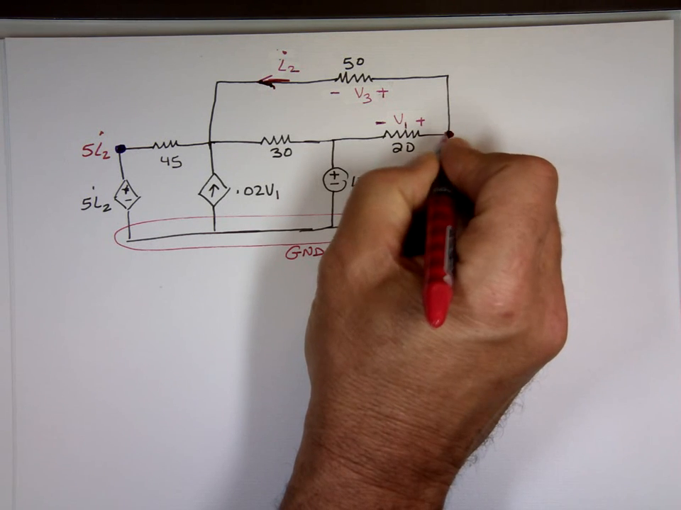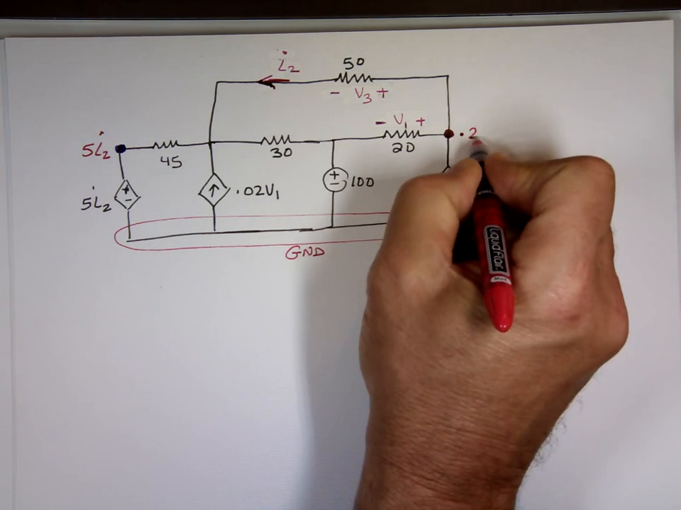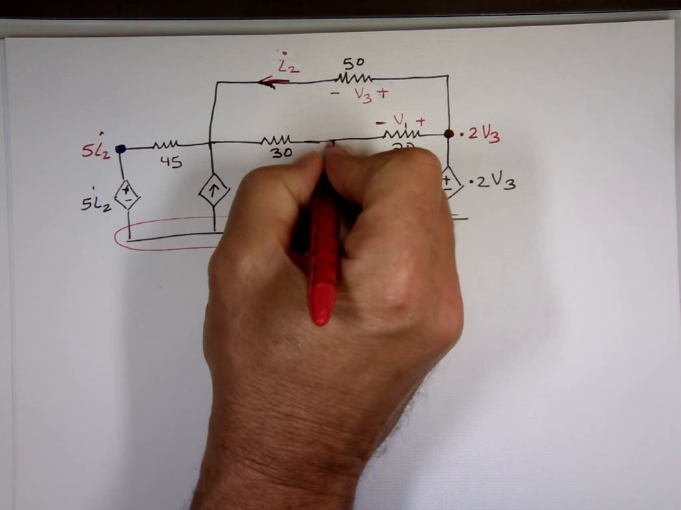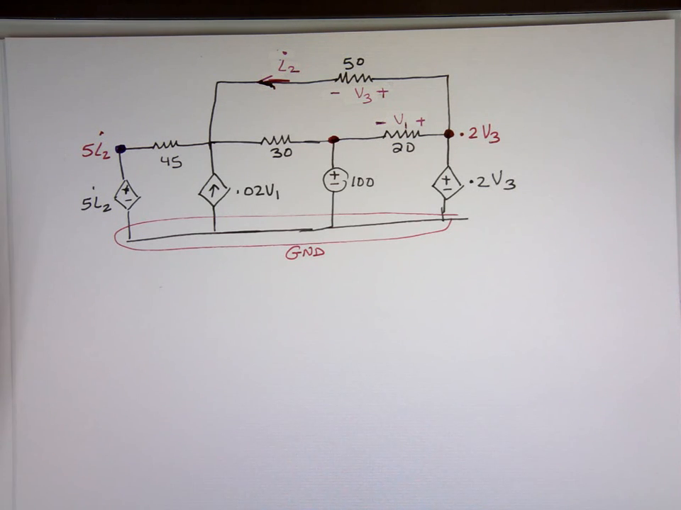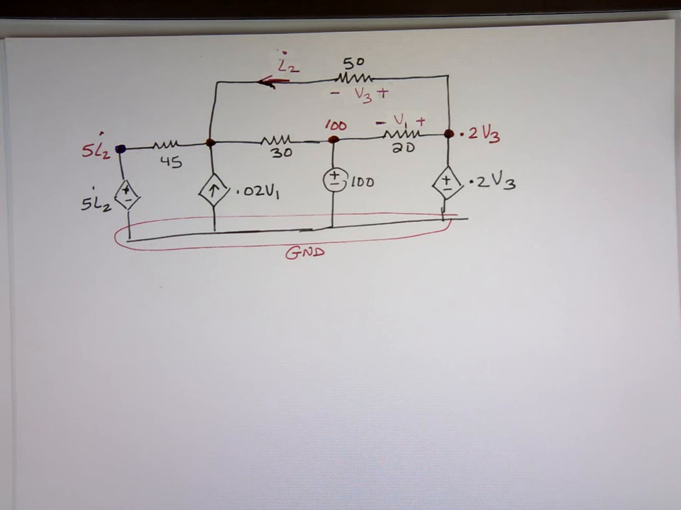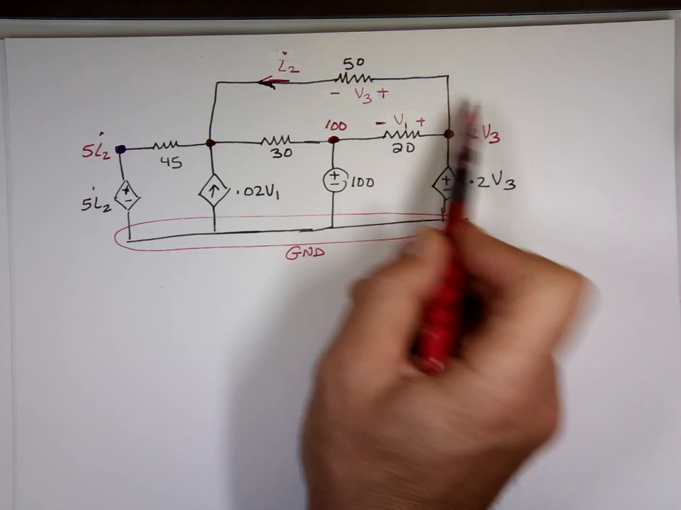Let's look at this. What's that voltage there? 0.2 times V3. And what about this one? 100. What is it? 100. What about this one? Well, that'll be here. If you look at this, we know what the voltage here is, 0.2 V3, right?